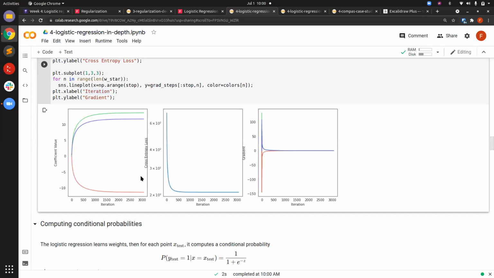So it's pretty much what you'd expect. The coefficient values converge towards their eventual values. The cross entropy loss decreases, and the gradient goes towards 0.